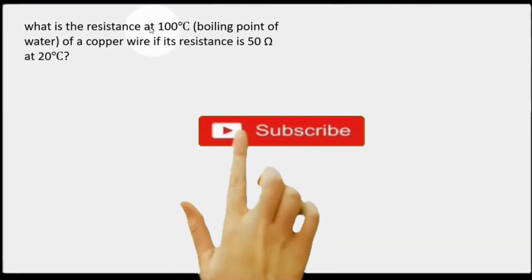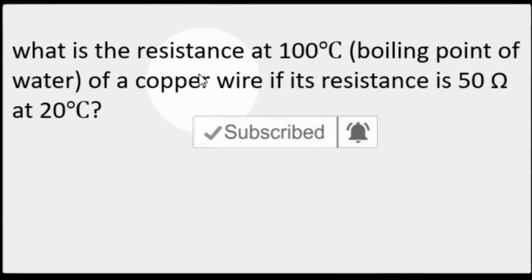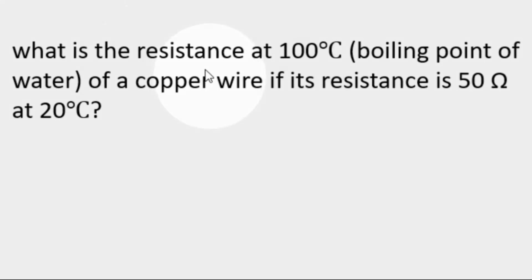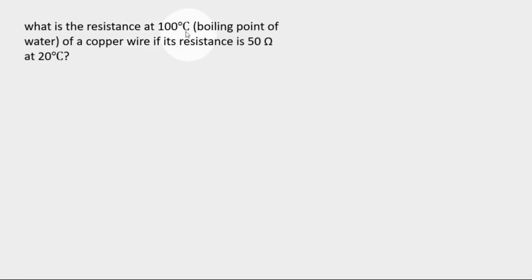At this point in time, let us solve a very simple, basic problem on the relationship between temperature and resistance. It is stated here that there are two conditions, 100 degrees Celsius and 20 degrees Celsius. The resistance is given as 50 ohms for 20 degrees Celsius, but the resistance at 100 degrees Celsius is not given. That is what we are looking for.